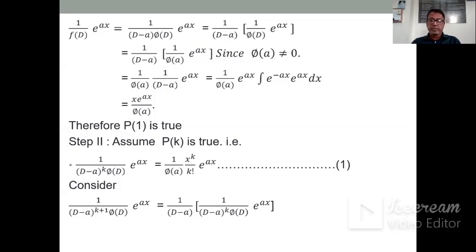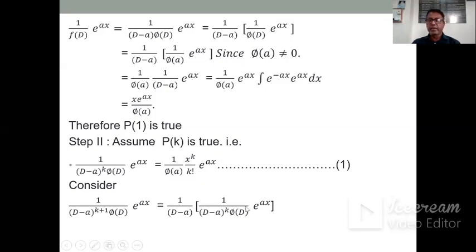Then we split d minus a to the power k plus 1 as d minus a into d minus a to the power k. By the rule of power, we write this in this form, and then we first operate 1 upon d minus a to the power k into phi of d on e to the power ax. But by our assumption, this is 1 upon phi of a into k factorial x to the power k e to the power ax.